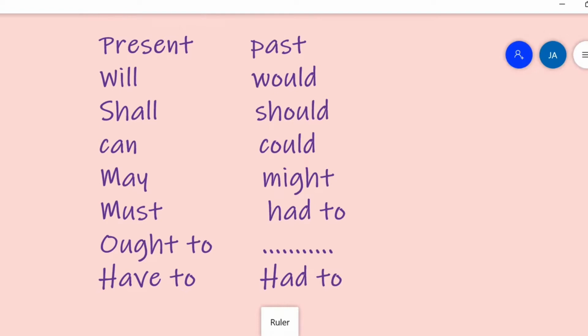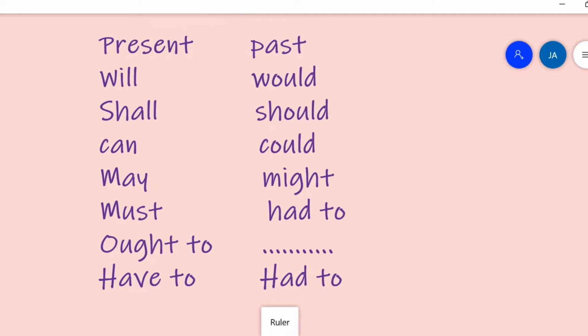We have must to give a strong obligation, and it changes into had to in the past. We have ought to for a much stronger piece of advice in the present, and it doesn't have a past form. Then we have have to or has to, which change into had to.